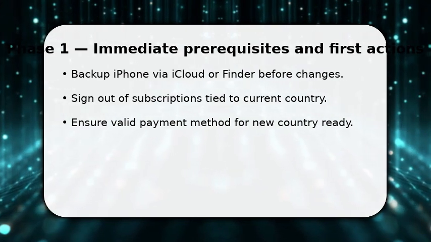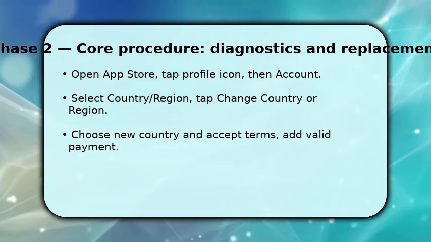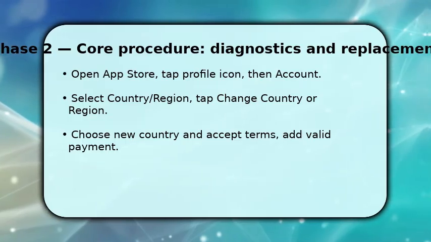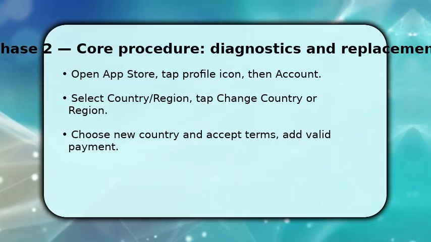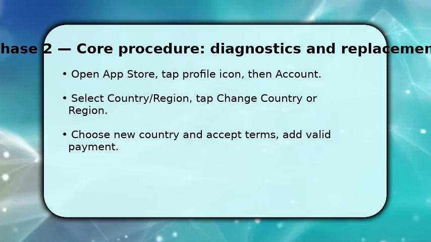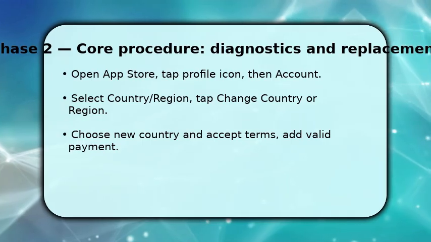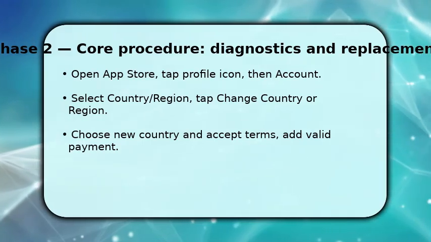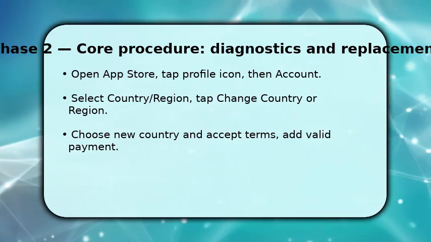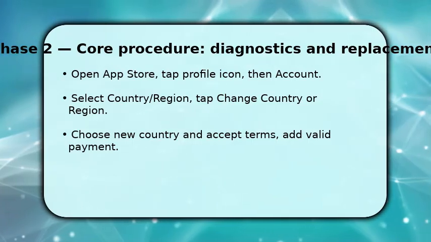You'll now change the App Store country. Open App Store and tap your profile icon in the top right. Tap your Apple ID or account, then select country/region and change country or region. Choose the new country from the list, read the terms, and accept them. You'll be prompted to enter a payment method and billing address valid for that country. Enter accurate data because Apple validates this information. Once accepted, your App Store will switch catalogs and available apps will update accordingly.